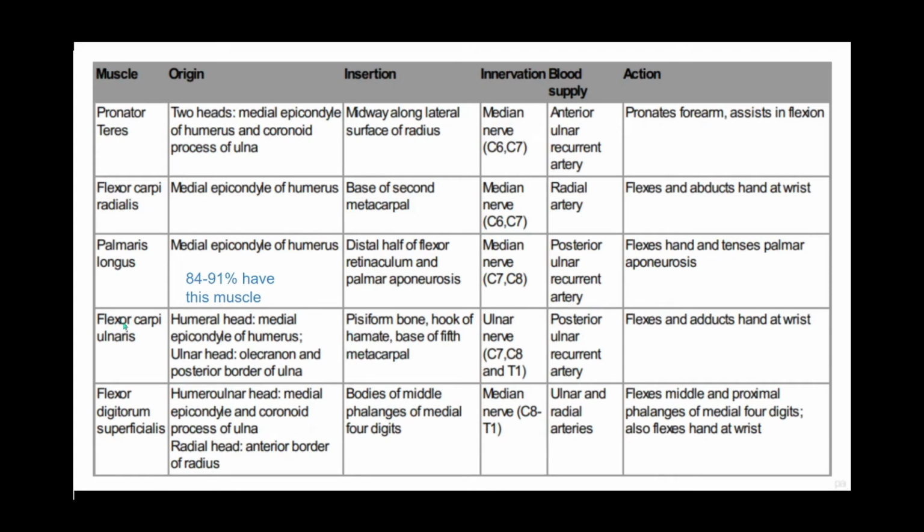The flexor carpi ulnaris has two heads. It has a humeral head from the common flexor tendon, and it has an ulnar head from the olecranon and the posterior border of the ulna.